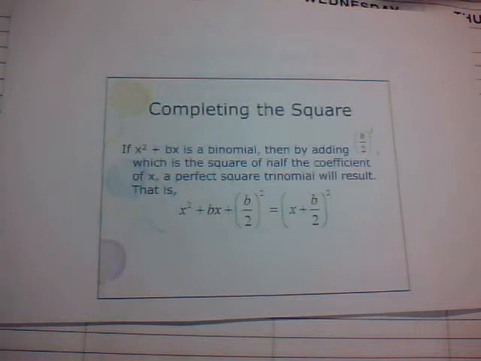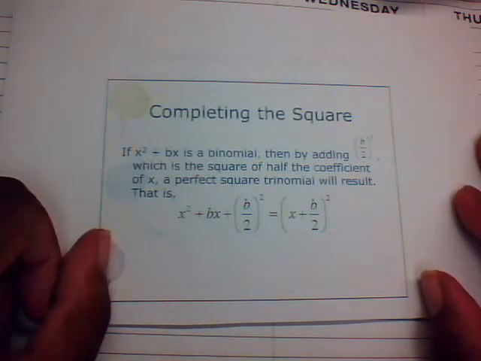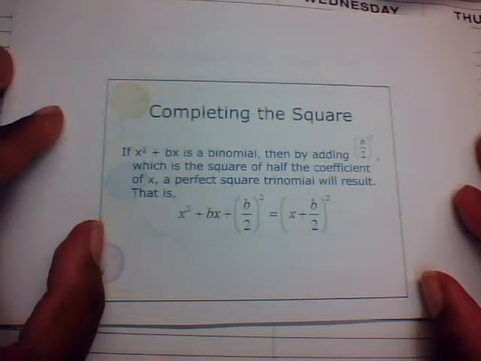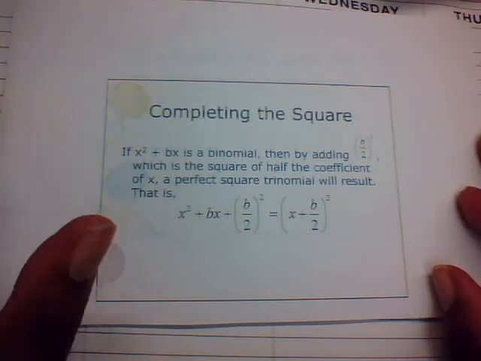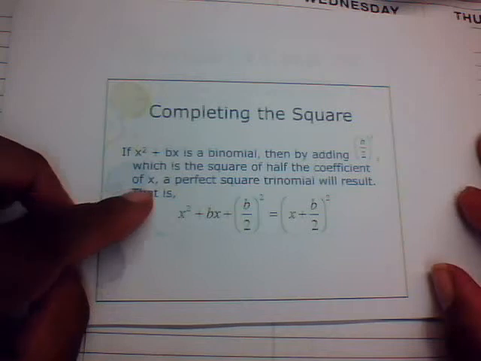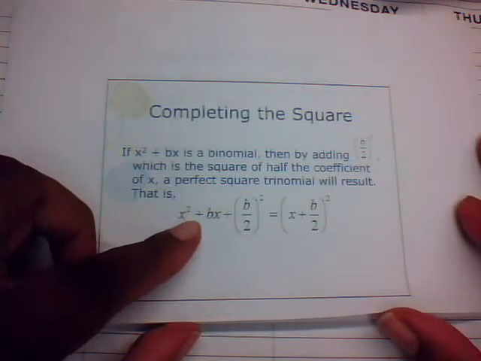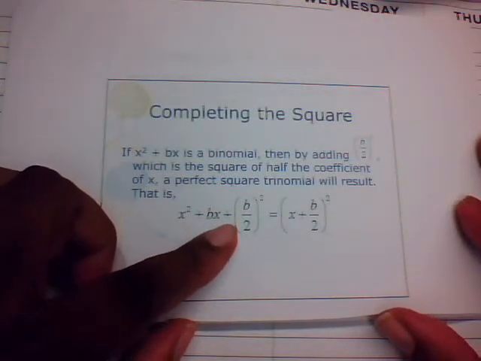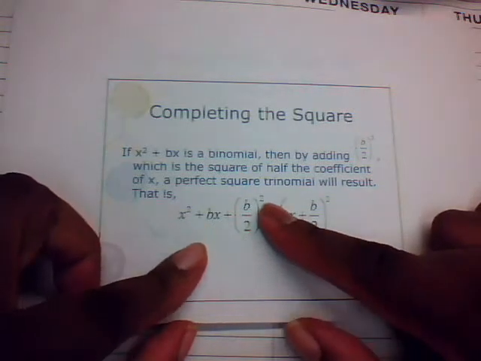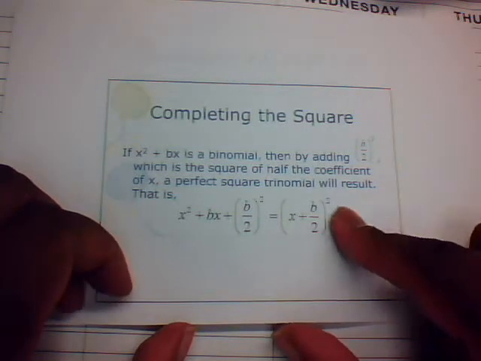All right, another method of solving quadratic equations, here's the third method, and that's by completing the square. And what we do when we complete the square is this. If x squared plus bx is a binomial, then adding b over 2, and that quotient is squared, which is the square of half the coefficient of x, a perfect square trinomial will result. That is, you have x squared plus bx, and then plus, you take half the coefficient of x, and then you square it. When you factor it out, it's going to be this, x plus b over 2 quantity squared.